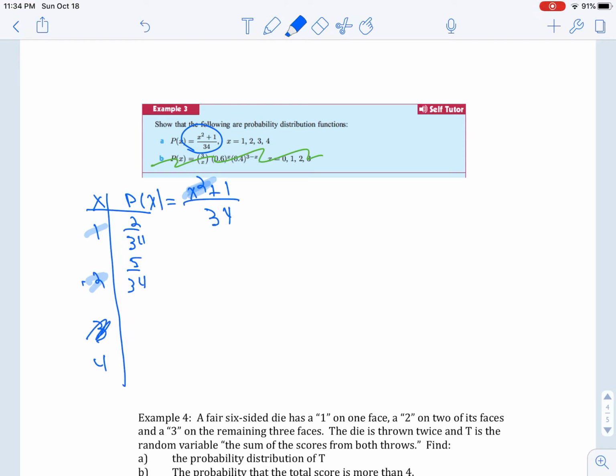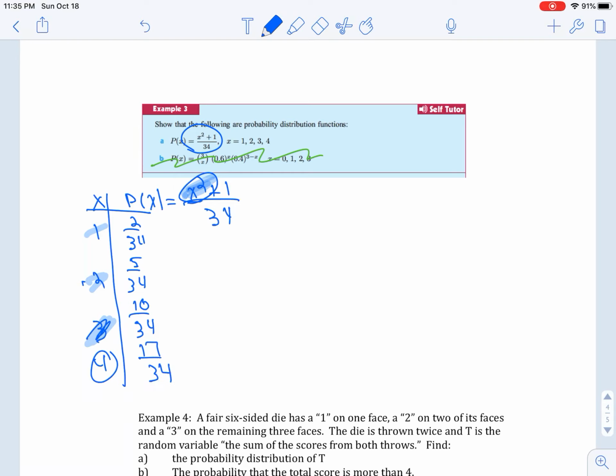When we substitute in the 3, whoops, wrong one, 3, into here, we get 9 plus 1, which is 10 out of 34. And when we substitute in the 4, we get 16 plus 1, 17 out of 34.